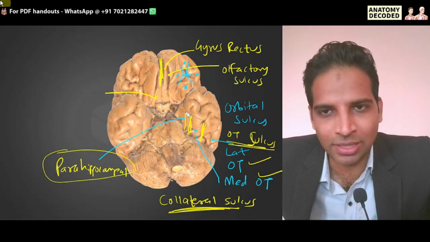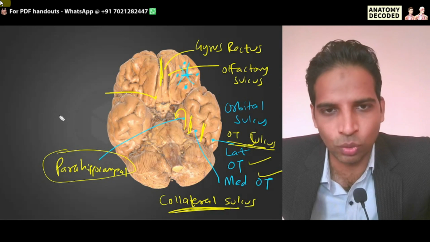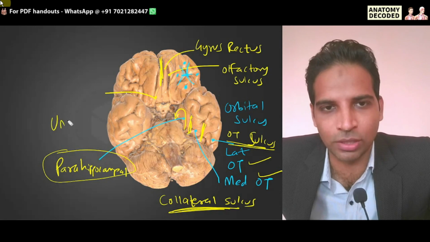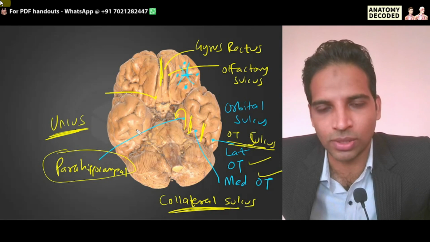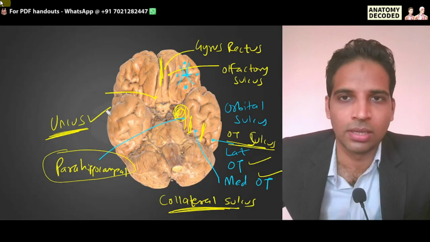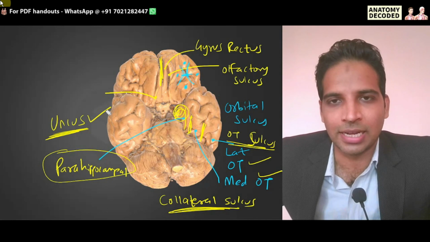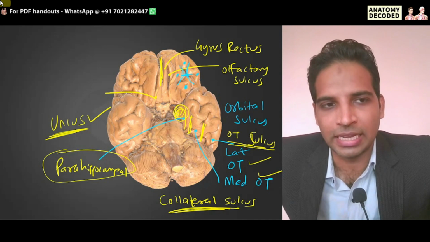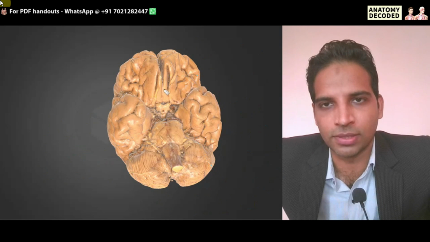Parahippocampal gyrus, when we trace it on the anterior aspect, there is a slight hook-like bend that is referred to as the uncus. Trace the parahippocampal gyrus anteriorly. This part is referred to as the uncus. So these are the various sulci and gyri that are seen on the inferior surface of the cerebral hemisphere.